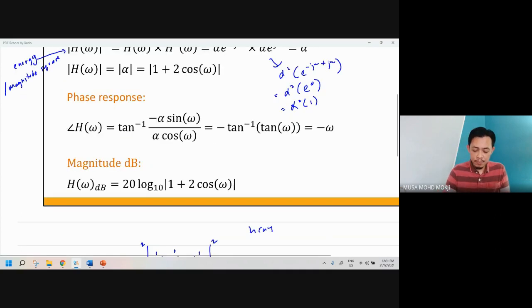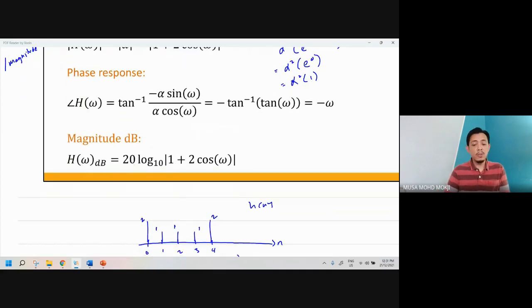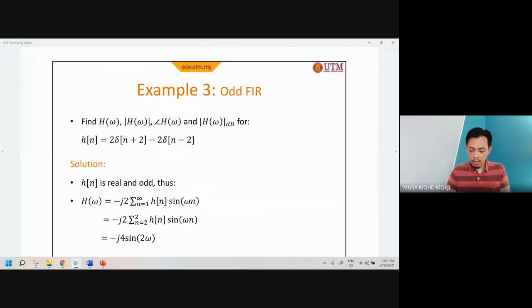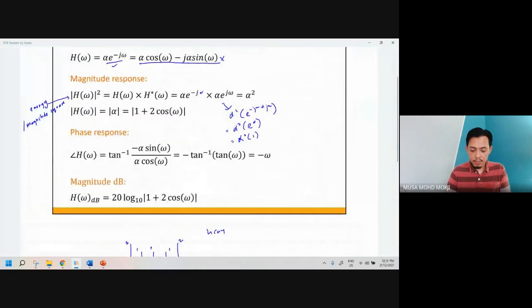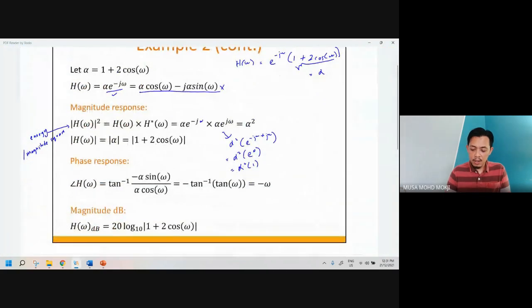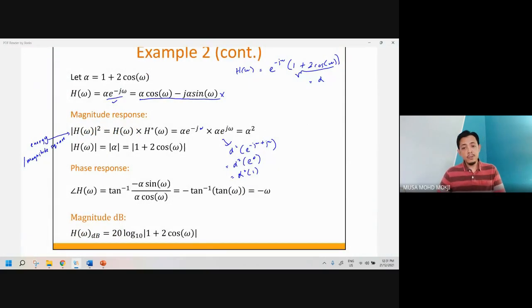Okay, and of course, this is the magnitude in dB. You just need to multiply by 20 log 10. So I cannot just sketch this one. We need to use something like MATLAB to display it. So I didn't plot it. Okay, so any questions so far?